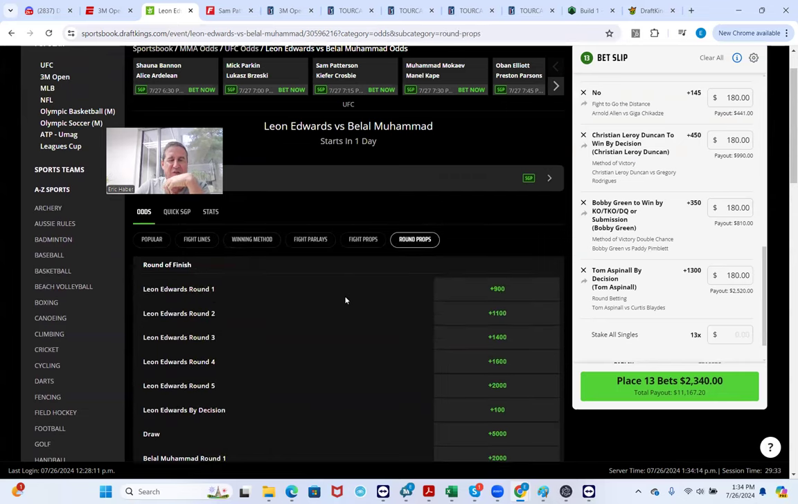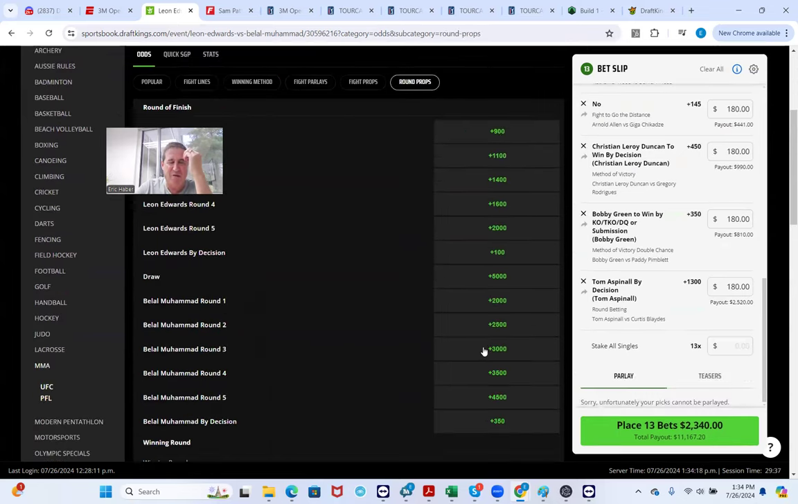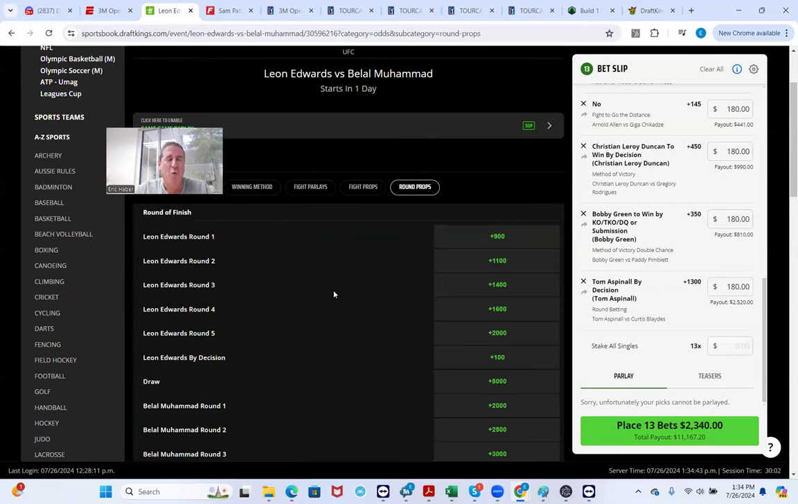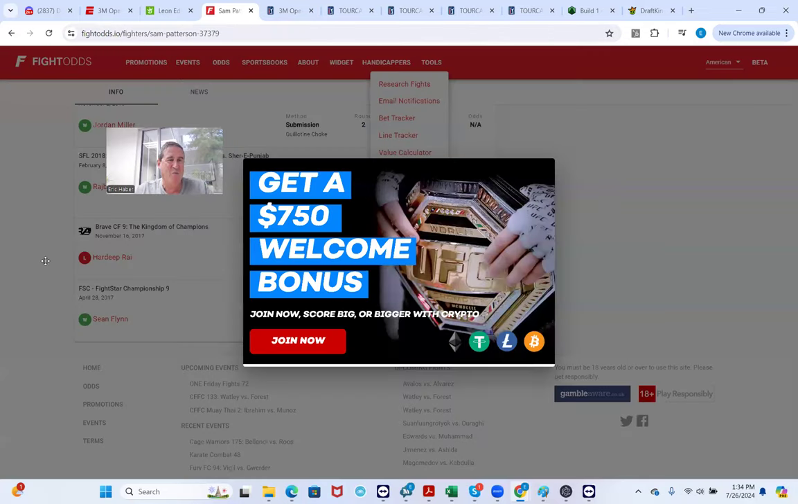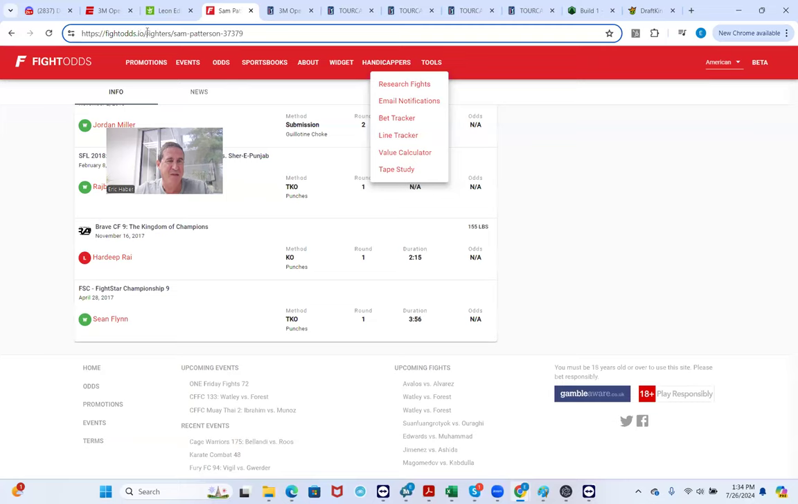Let's go back to the round props here. So we're not going to be able to get to Edwards in round one or two, but boy, Bilal Muhammad to finish early. Now, if it were me, if I could, I'd probably consider something like Muhammad in round one or two, because again, no one's really expecting it. But I don't have it in me to pick either one. So we're going to go ahead and play one of these guys by submission. And the question is which one of these guys has actually won a fight by submission? Let's see.